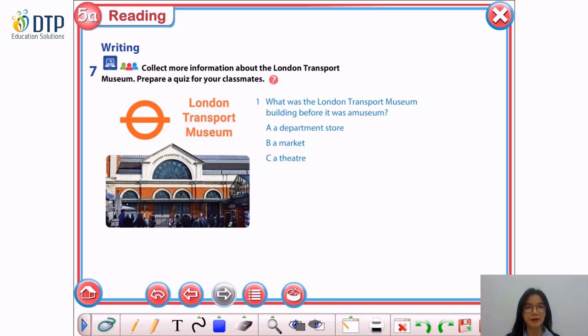In this exercise, we are going to collect more information about the London Transport Museum. Prepare a quiz for your classmates.